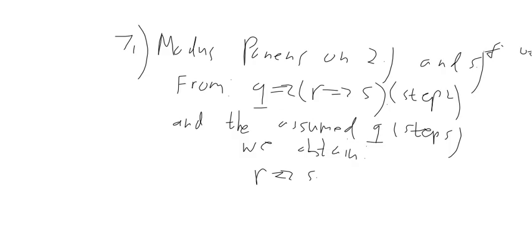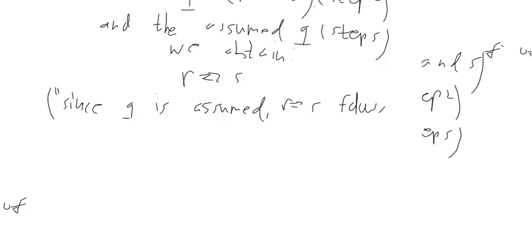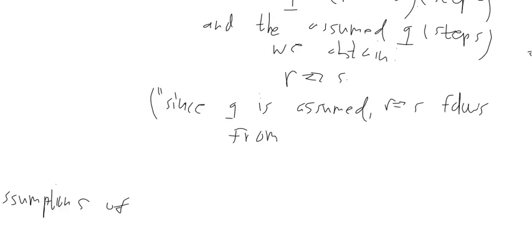Since Q is assumed, justification: since Q is assumed, R implies S follows from premise 2. My pen is acting weird today, sorry. Careful, it follows from premise 2.